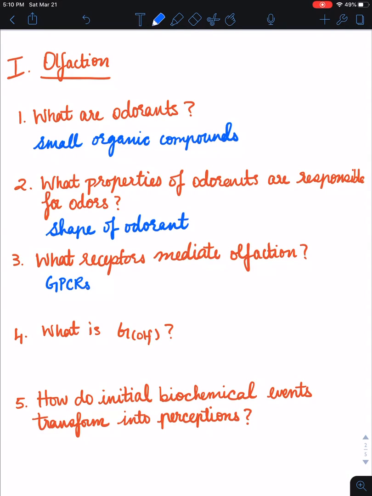Question 4 asks, what is G-olf? We know that with GPCRs, the G proteins contain alpha subunits, beta subunits, and gamma subunits. And we've always focused on activation of the GPCR, which is when the alpha subunit of the G protein is bound to GTP and releases the GDP that it was initially bound to in its inactive state. So G-olf is the G protein alpha subunit that is specific to olfactory cilia.